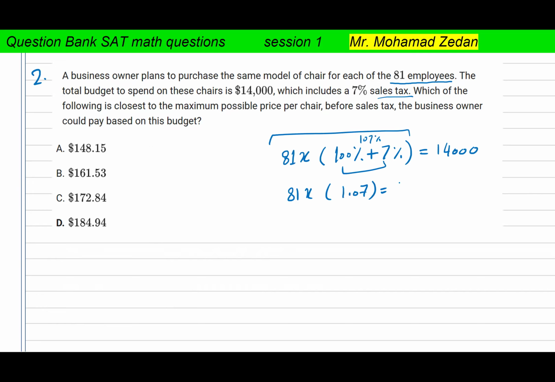81x times 1.07 is 14,000. So to get the original price of the chair x, just divide by 81 times 1.07. The 81 times 1.07 cancels out. So the price of the chair is approximately 161.53. The answer here is B. Okay.